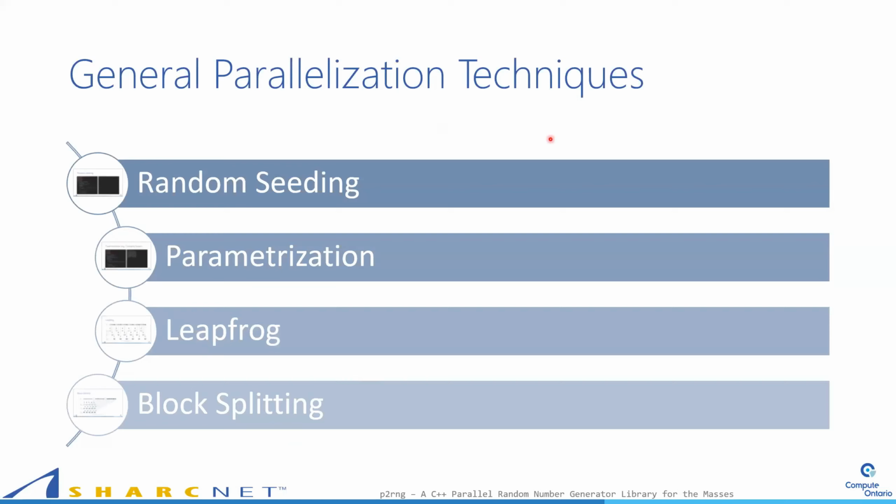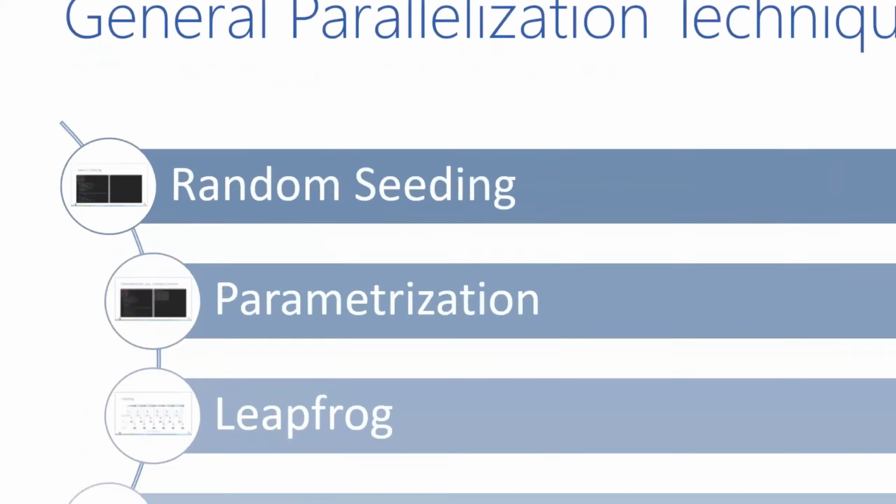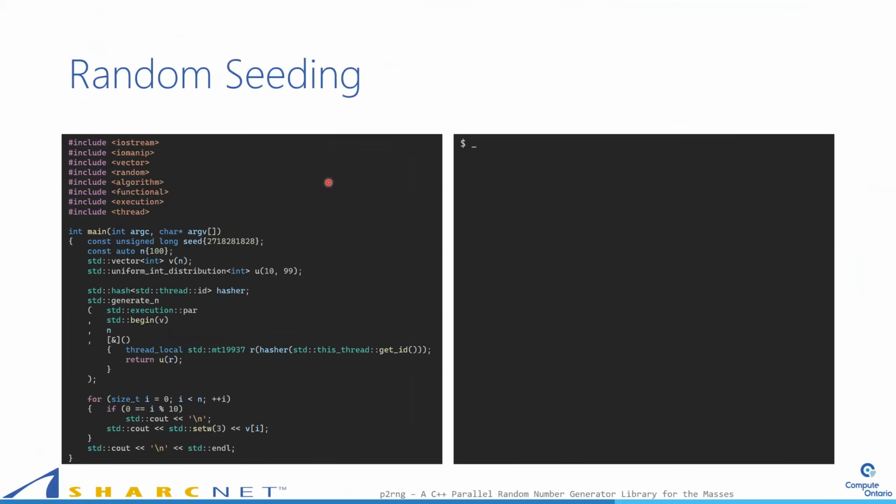In this slide, you can see 4 proven techniques to introduce parallelism into algorithmic random number generation. These are general techniques that can be used equally well in shared memory, distributed memory, and heterogeneous setups. Let's start with random seeding. In random seeding, all parallel threads use the same engine, but a different random seed. So here are all the changes that we need.